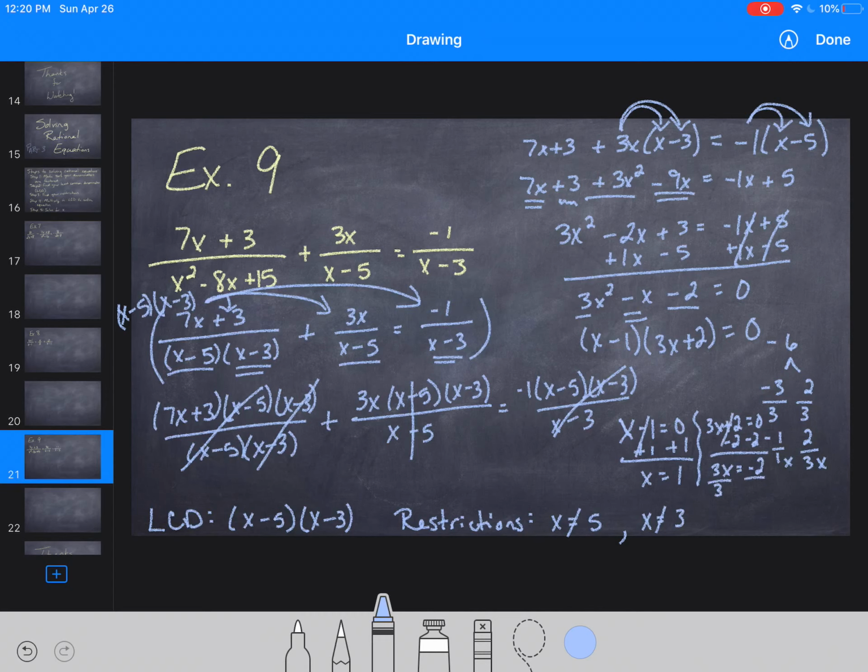And then whenever I have 3x plus 2 is equal to 0, I'm going to subtract 2 from both sides. I get 3x is equal to a negative 2. I'm going to divide by 3, and I get x is equal to a negative 2/3. x equals a positive 1 and x equals a negative 2/3. Neither one of these are restricted values, so I can use both of these as valid solutions.